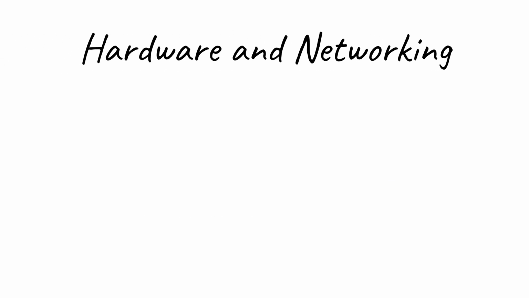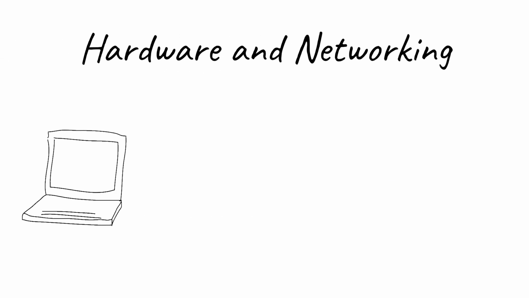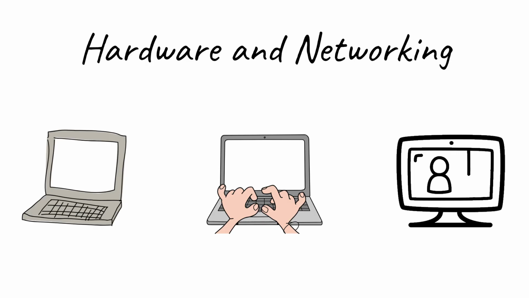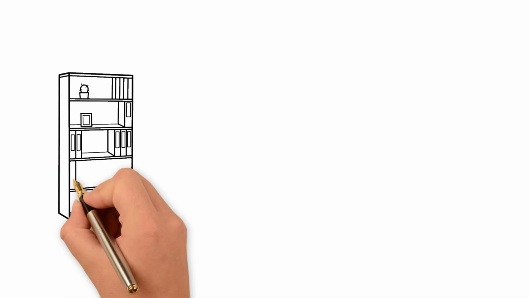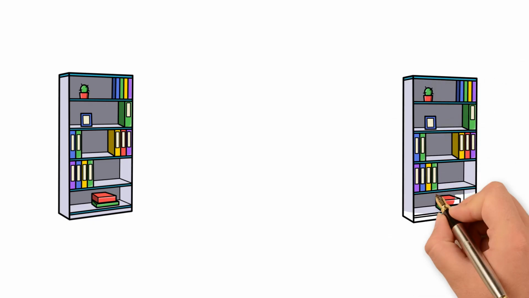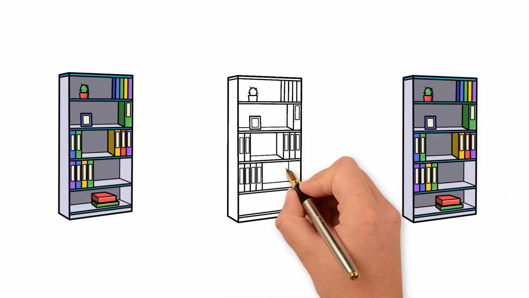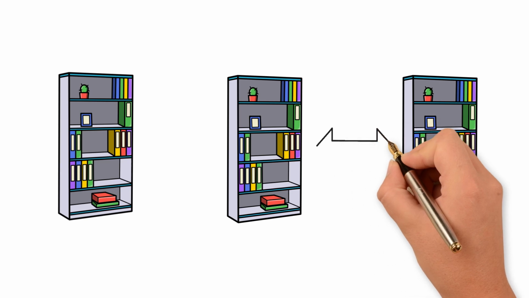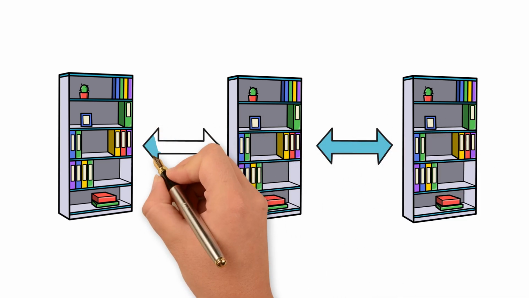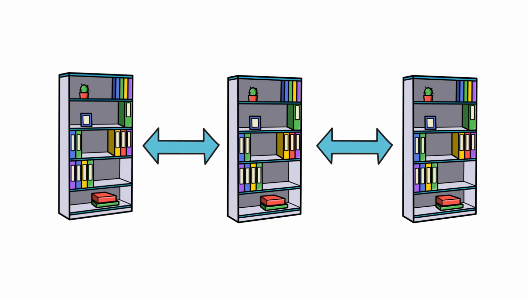Characteristic two is hardware and networking. What physical pieces are you going to use? And if there's more than one, how are you going to move data between them? Let's go back to the book example. If the books are data, then the bookshelf would be hardware. Hardware stores data. Networking would be having two or more bookshelves and you move a book from one to another. Networking lets data be shared between two or more pieces of hardware.